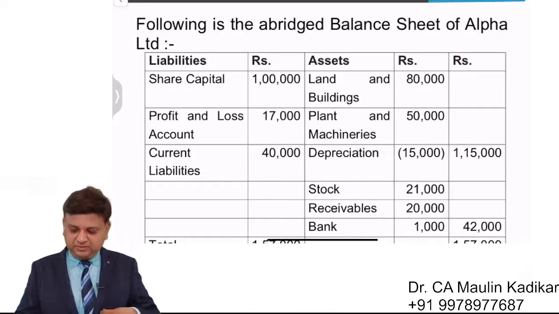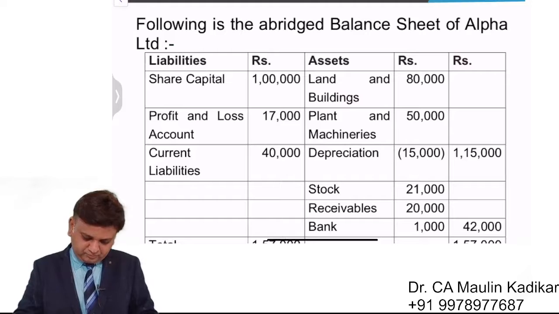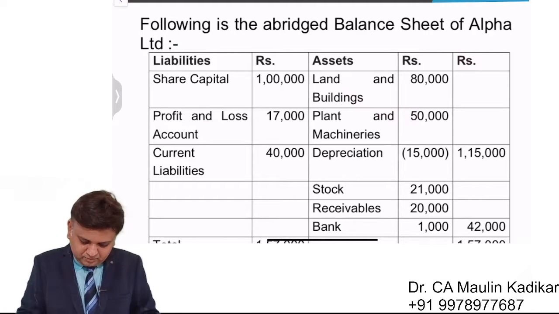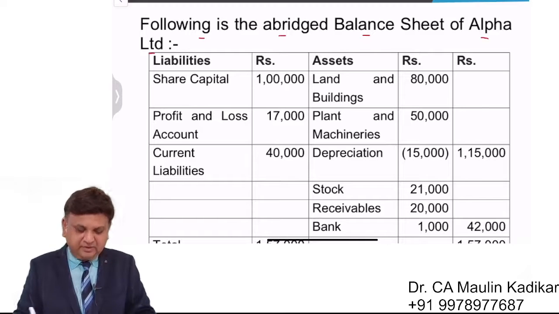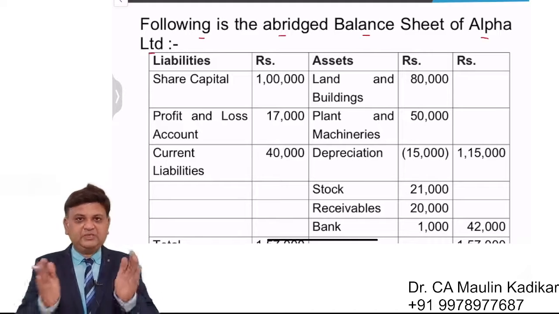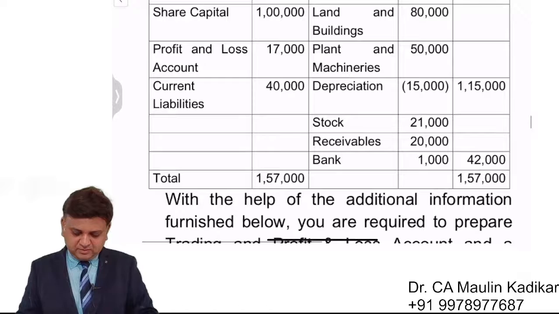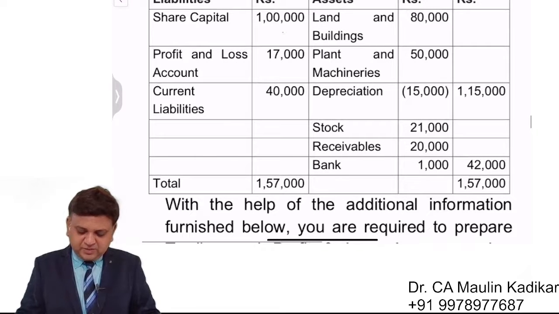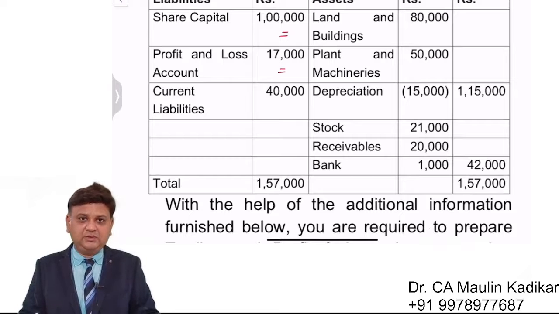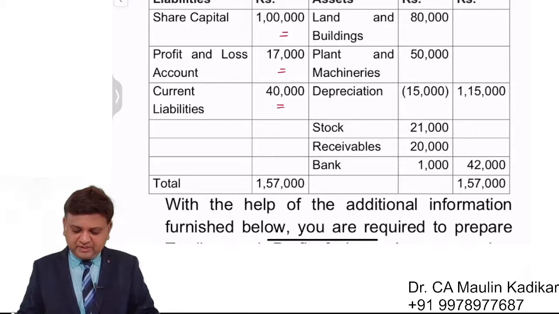Let us see the next question. Following is the abridged balance sheet of Alpha Limited. Abridged means a concise balance sheet is given. Share capital is rupees 1 lakh. P&L account is 17,000. Current liability is 40,000.